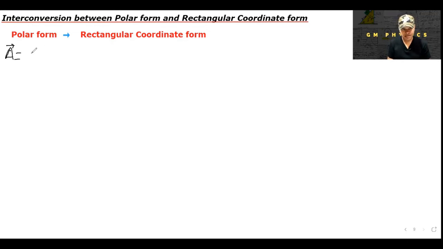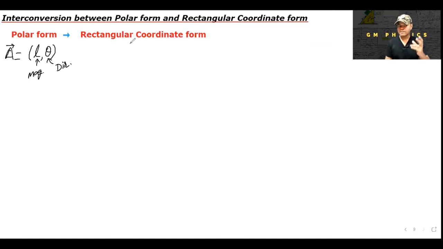So from the previous lecture, you understand the polar form representation will be of this form, L theta, where L represents the magnitude and theta represents the direction of the vector. The theta is measured with respect to positive x-axis. That is the standard reference. If it is a positive angle, it is anti-clockwise with respect to x-axis. If it is a negative angle, it is clockwise with respect to positive x-axis.